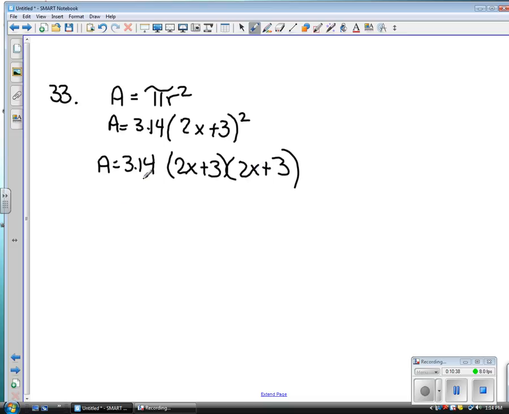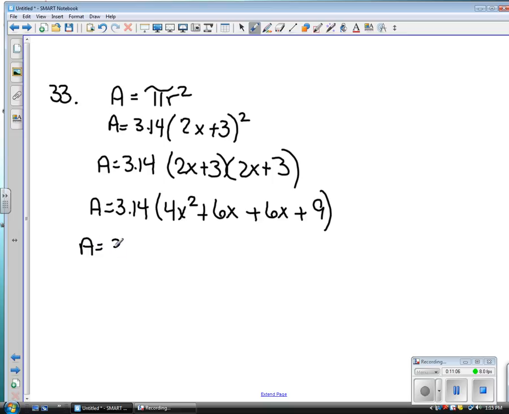Now, I'm going to forget the 3.14 right now. I'm going to use FOIL. So if I do my first terms, what is 2x times 2x? 4x squared. What is my outside terms? 2x plus 3. 6x. What is my inside terms, which are 3 and 2x? 6x. And what is my last term, which is 3 times 3? 9. Let's go in and clean this up, which means I'm going to add those two.